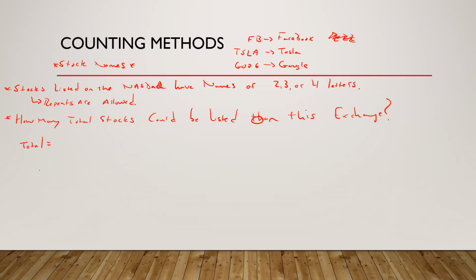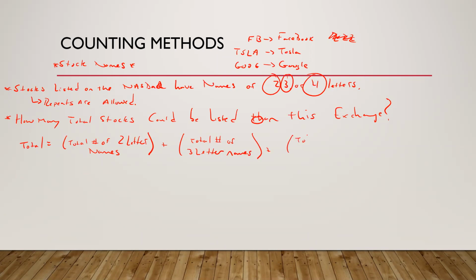Okay. So the first thing you need to decide here is the stock could have 2 letters, 3 letters, or 4 letters. Okay, so you need to figure out the total number of 2-letter company names. And then if I want the total number, I would then need to add to it the total number of 3-letter names. And then I would need to figure out and add to that the total number of 4-letter names.